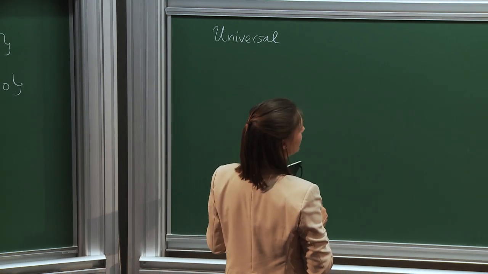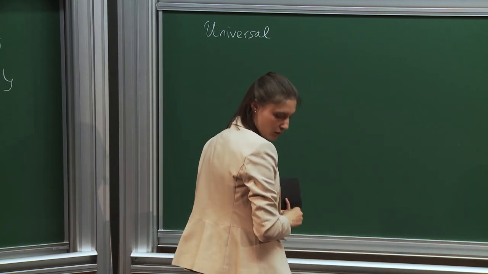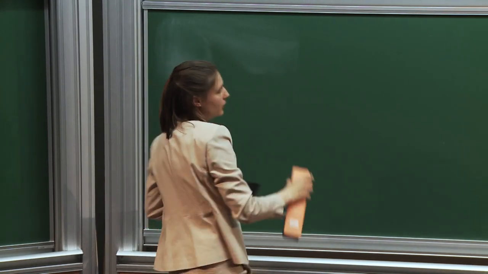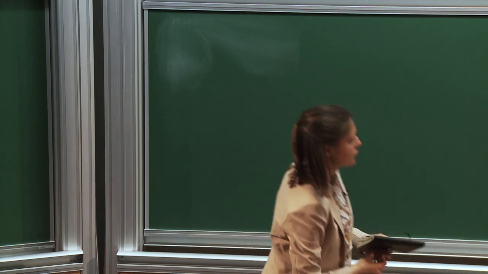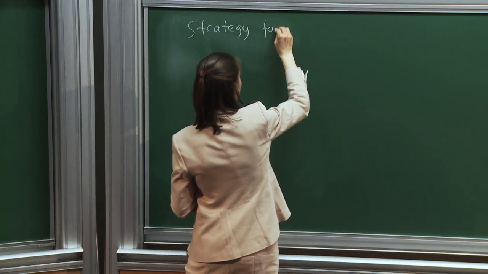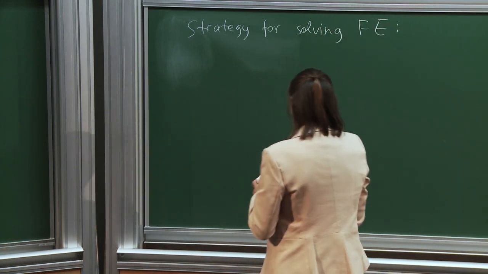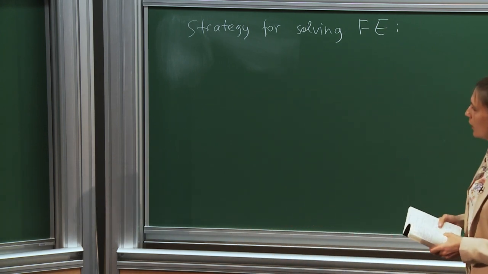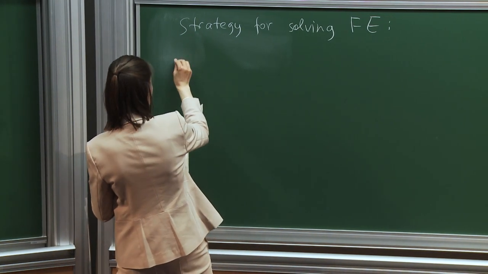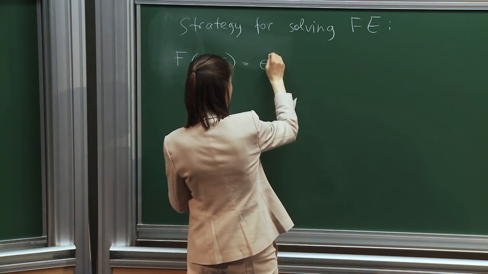Actually, for both universal optimality and, maybe I skipped one more step about how. Before we write what still has to be done, let's write down our strategy for solving the functional equation. What we are going to do is search for our function f in a very special form. So we want to search for our function f in a form like this. f of x tau, we want to define it as the following expression.